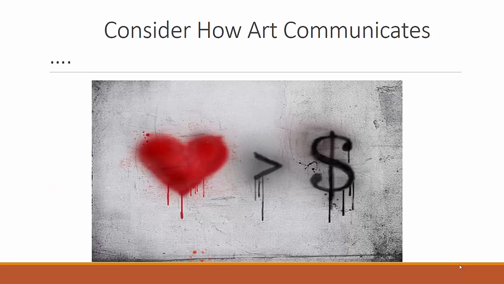Let's look at how art can communicate. This is an image taken of graffiti on a wall. If you were from a different time or a different world, you might not be able to understand these symbols, but at least we can look at these symbols and it means a lot by the way they're arranged. We can gain great meaning here from the statement saying that what comes from the heart is greater than money.